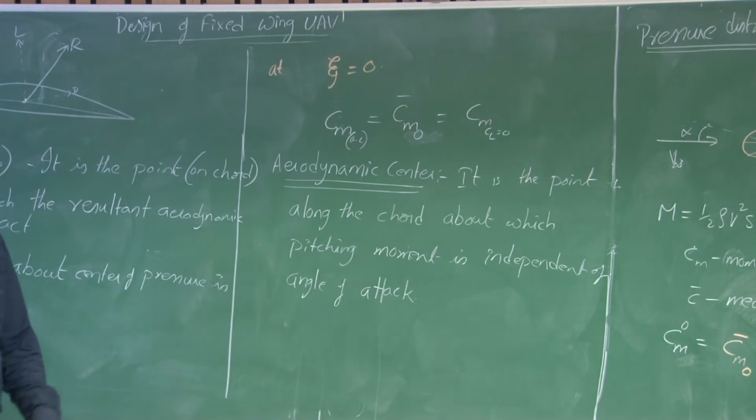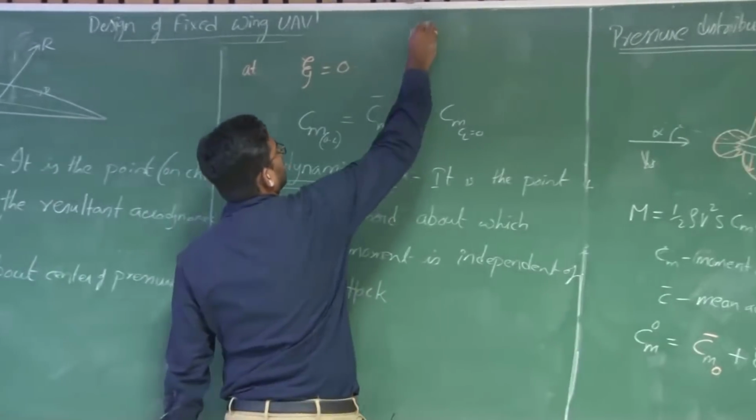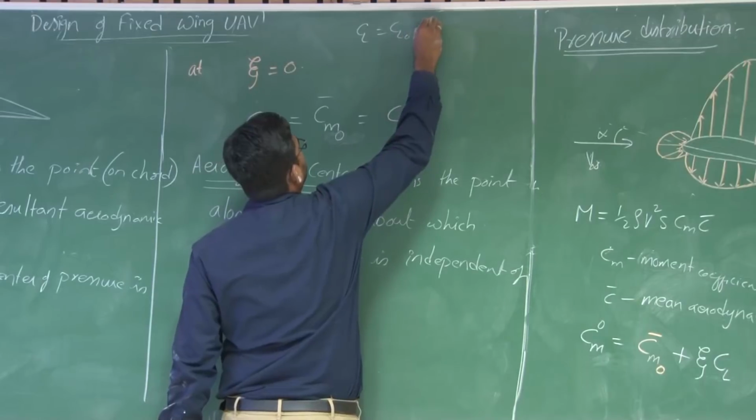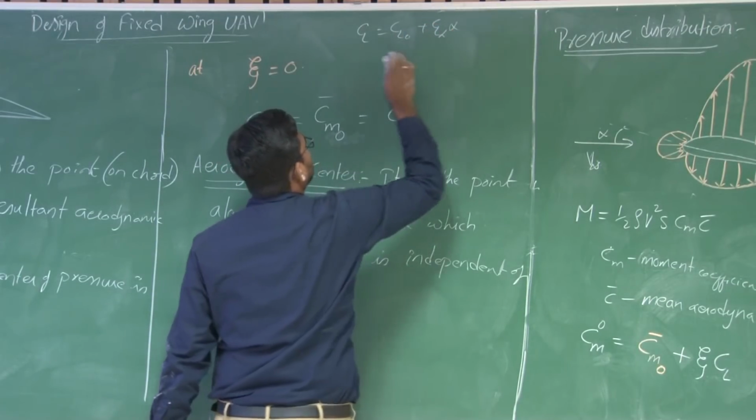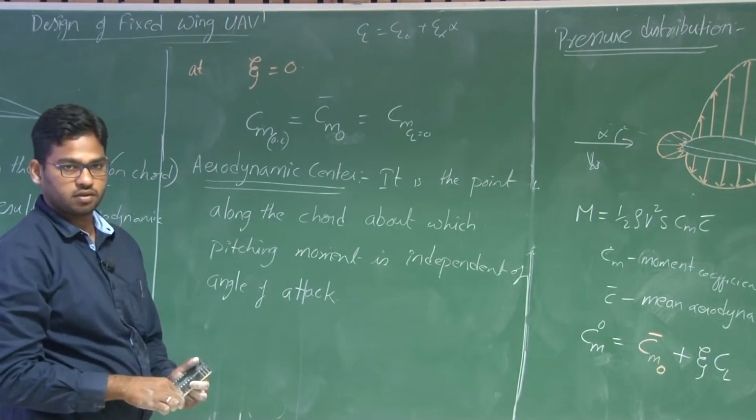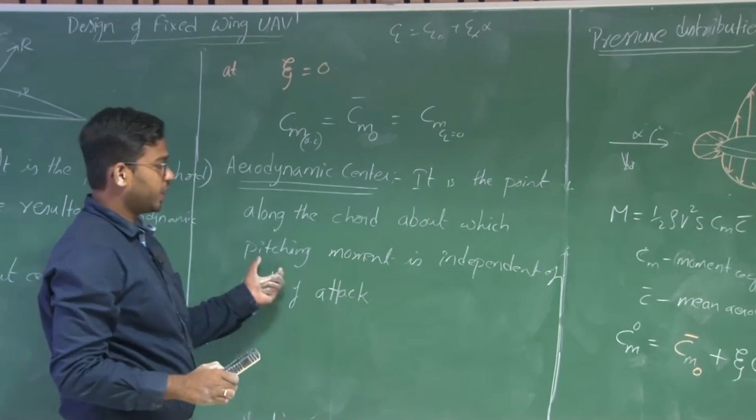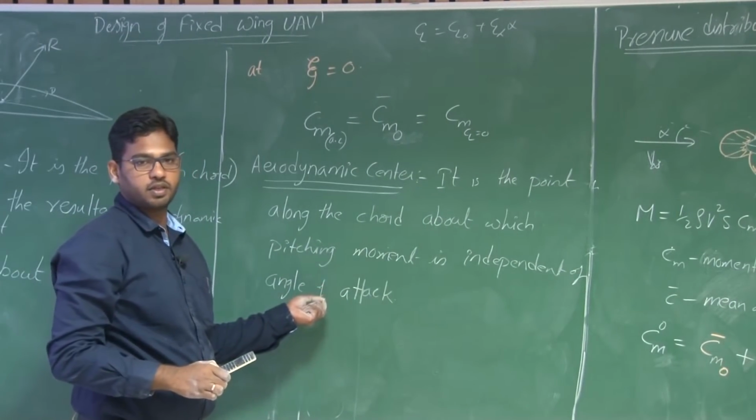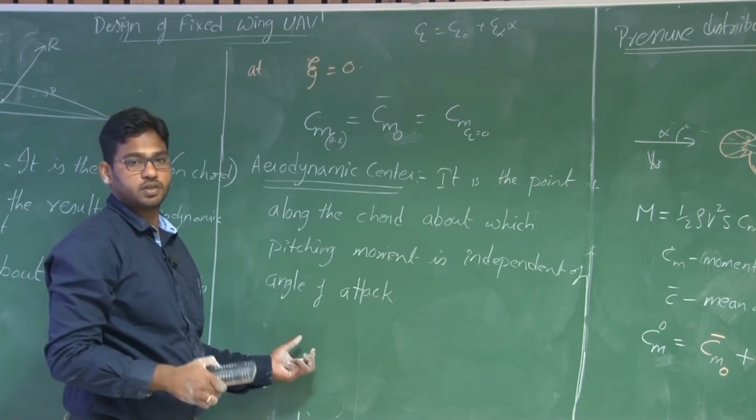Now we witness that we have modeled Cl as a function of angle of attack. Cl is equal to Cl naught plus Cl alpha into alpha. The Cl varies with angle of attack. Here, if I take the moment reference point as the aerodynamic center, the pitching moment will remain constant.